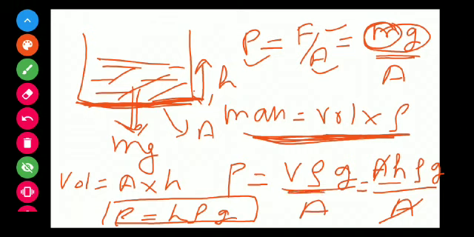What is the volume of this liquid? The volume of this liquid is equal to area into height of liquid. Put the value of volume, area into height, density, and acceleration due to gravity, per unit area A. There is a cancellation of A, and pressure P is equal to h rho g, where h is the height of the liquid. So the pressure due to a liquid column is h rho g.